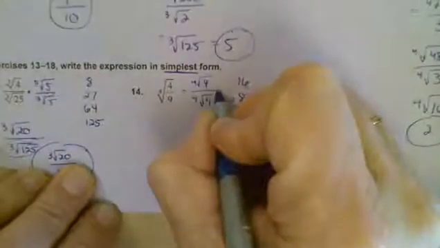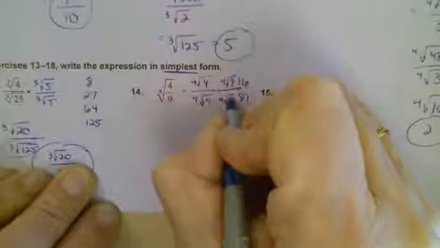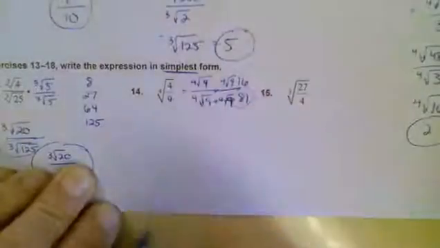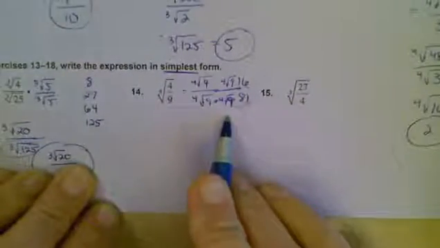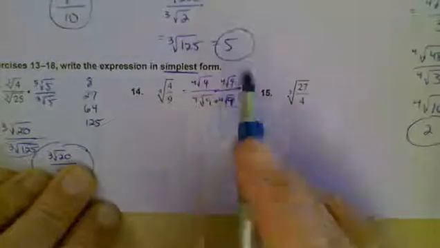So I'm going to multiply by the 4th root of 9 over the 4th root of 9. So in the numerator, I have the 4th root of 9 times 4, which is 36.